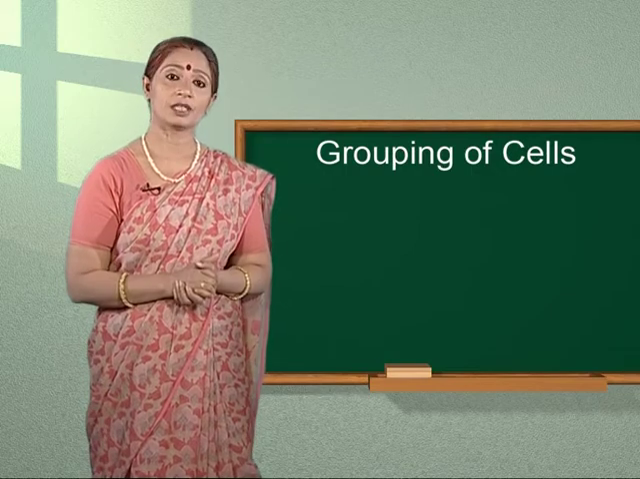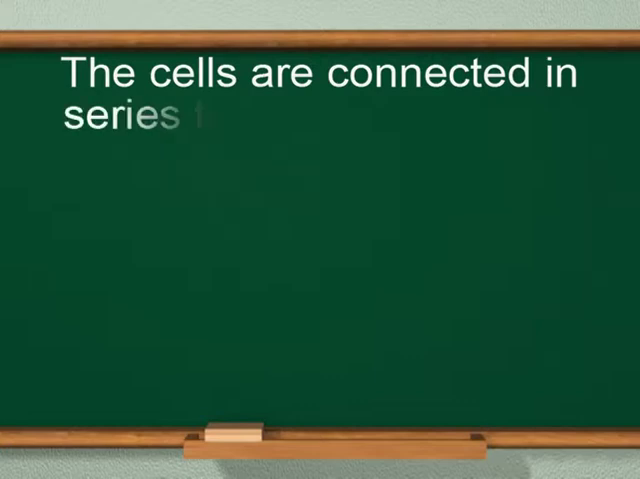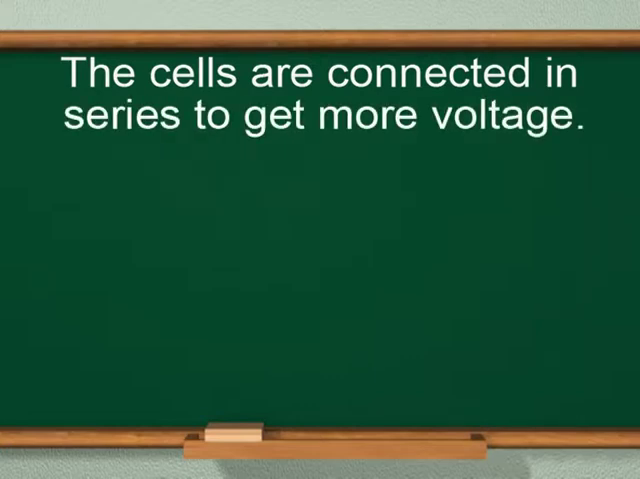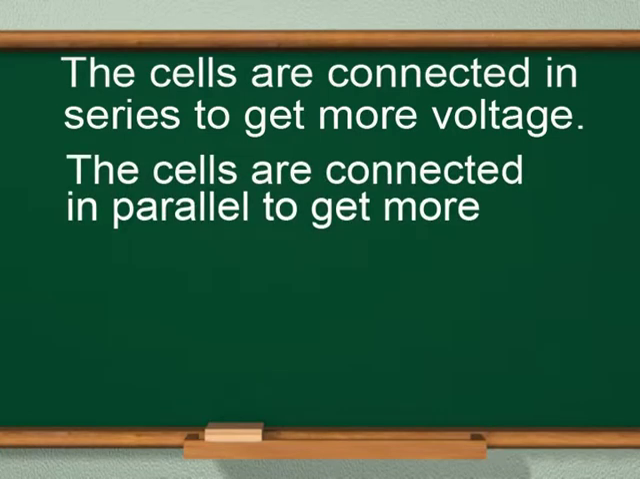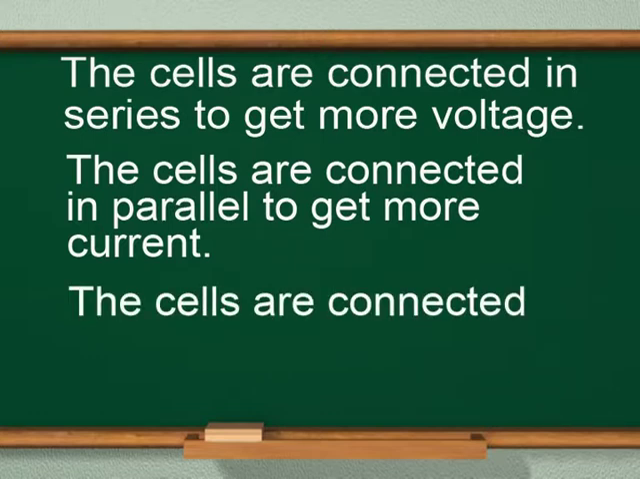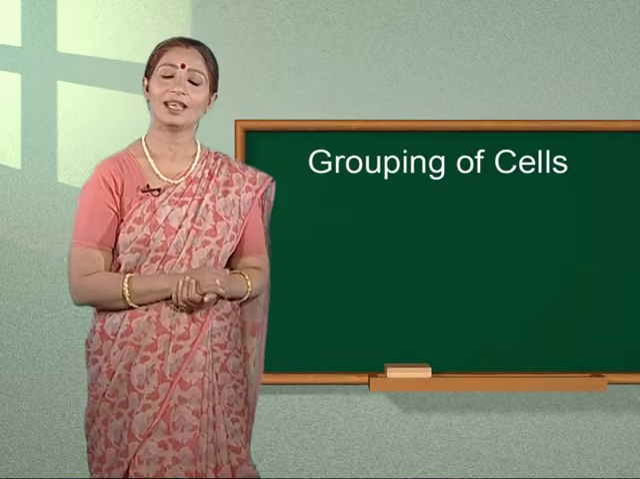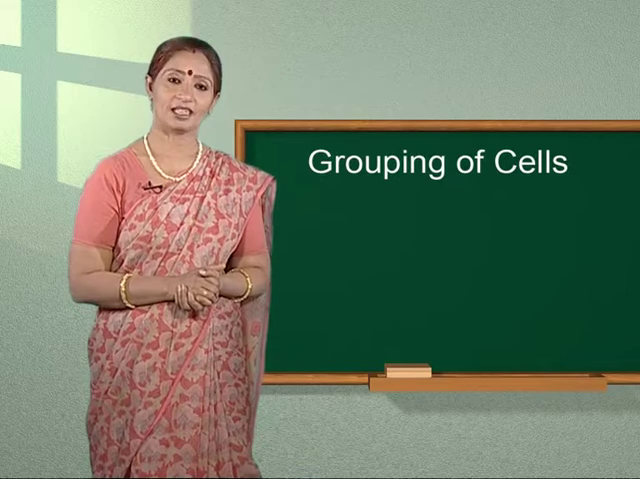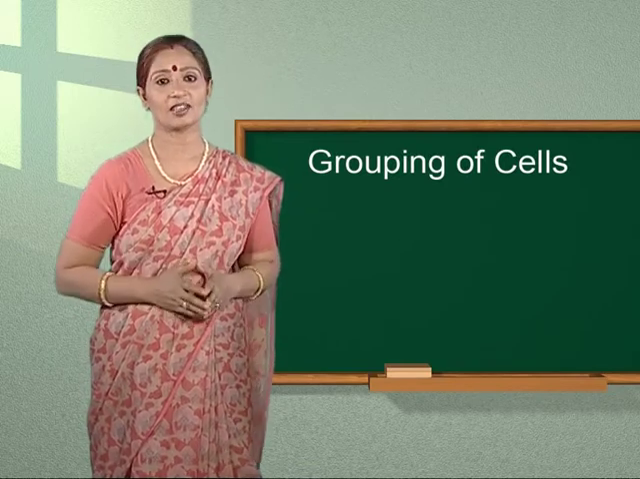It can be concluded that the cells are connected in series to get more voltage. The cells are connected in parallel to get more current. The cells are connected in mixed group to get more power. It has been enough of learning for today. Let us now summarize the lesson.